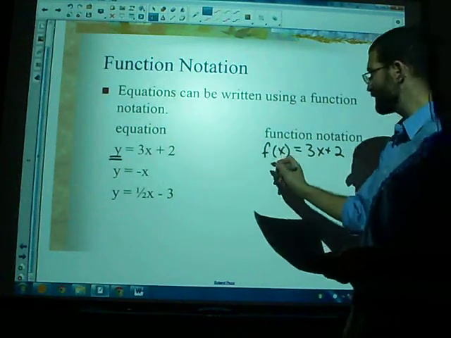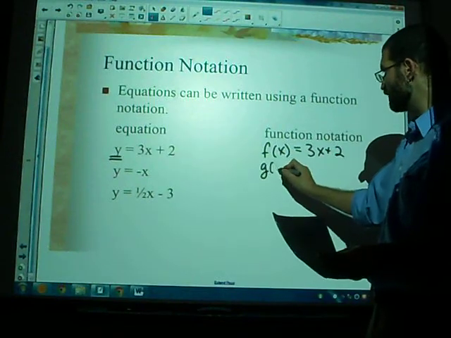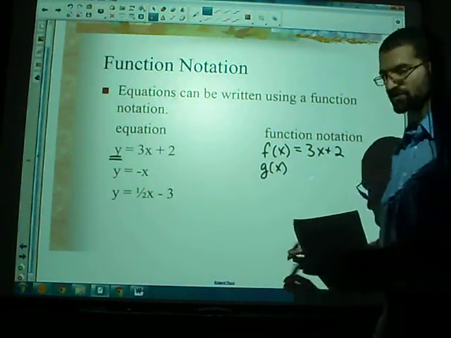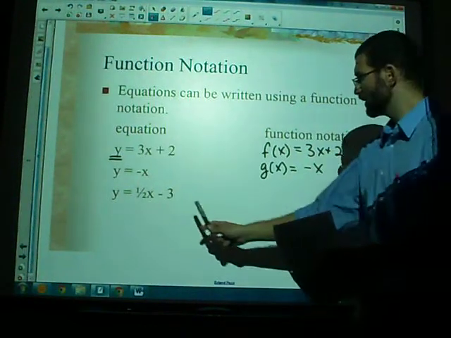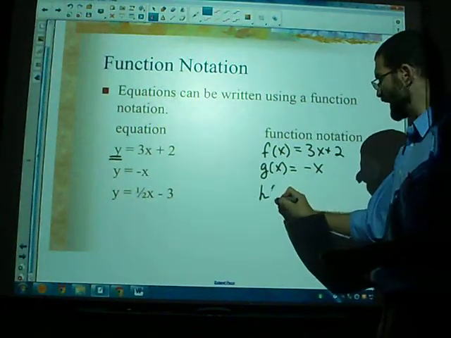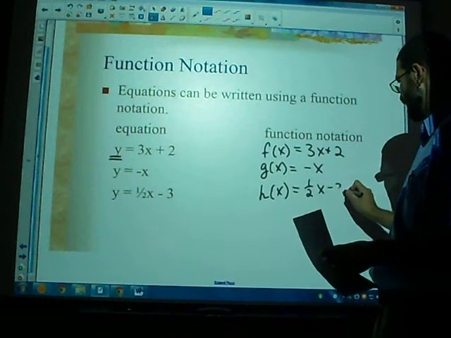Just like a variable, it can be another letter, it can be g. So y equals negative x in function notation can be written g of x, meaning that we're using x right here, equals negative x. Or for this one we can use h of x equals 1/2 x minus 3.